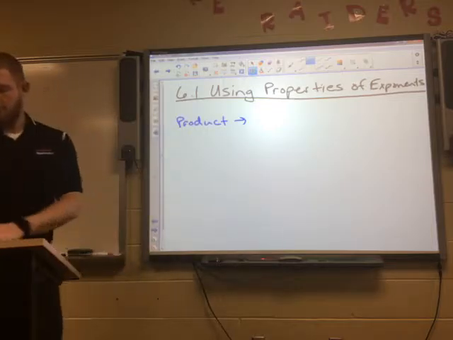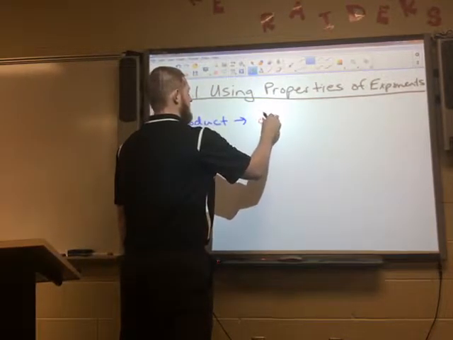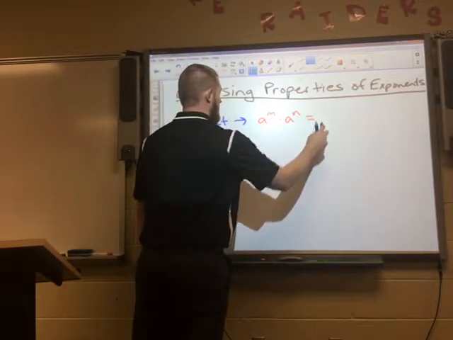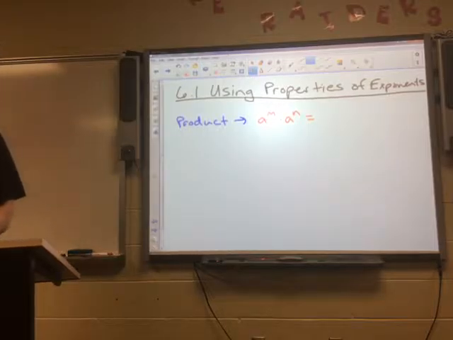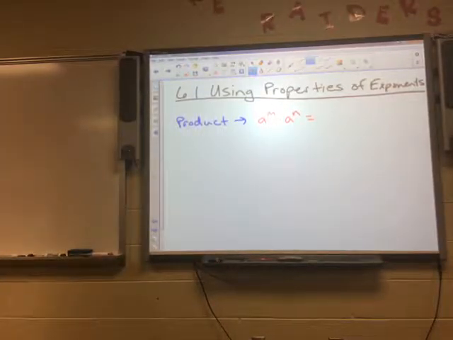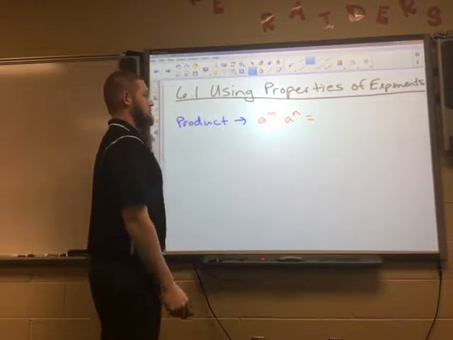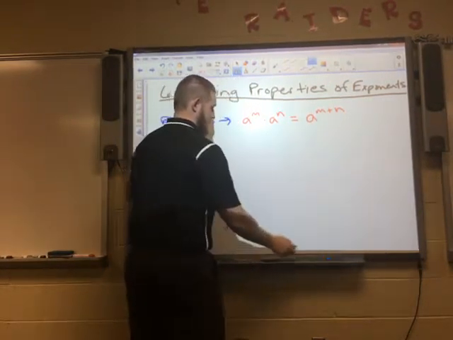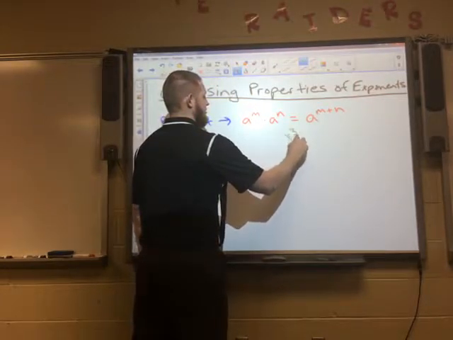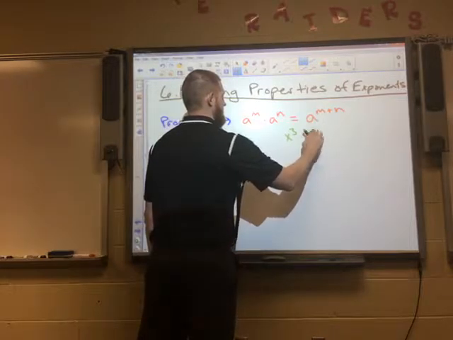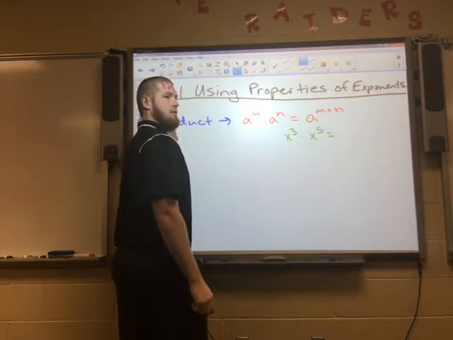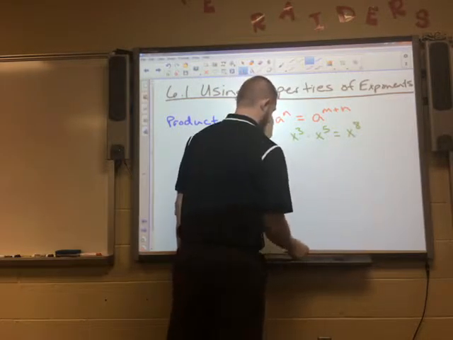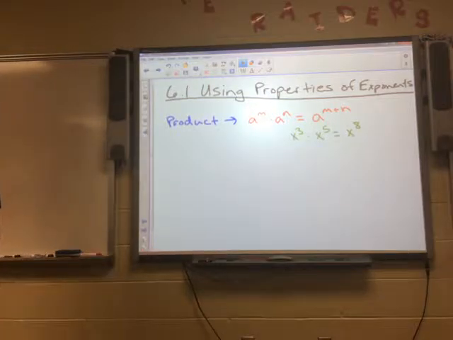If I have two things that are the same, but with exponents, being multiplied together, what do you do with the exponents if you're multiplying? We add them, exactly. So it's going to be a to the m plus n. An example would be x cubed times x to the fifth, which is x to the 3 plus 5, which is x to the 8th. We already knew that, right? We knew to add exponents.